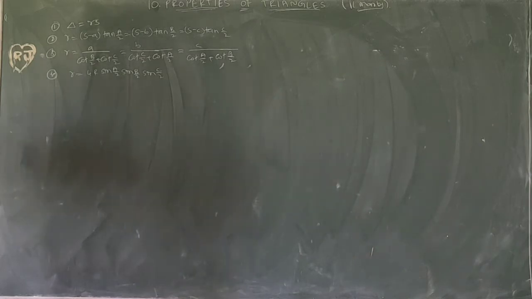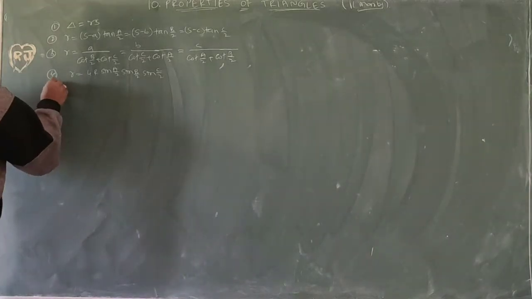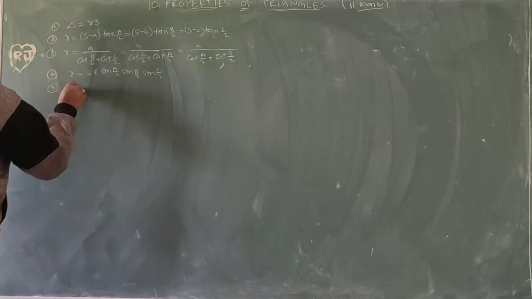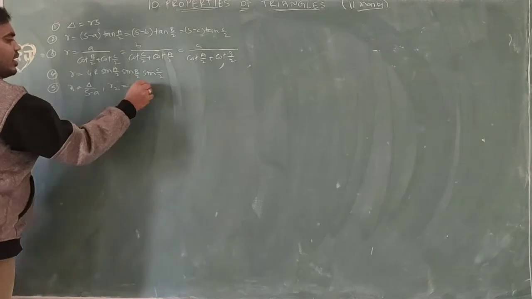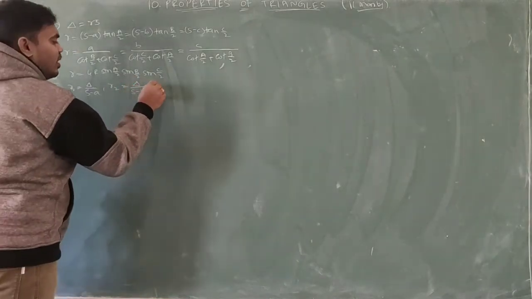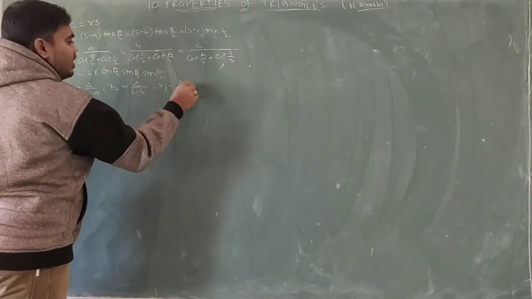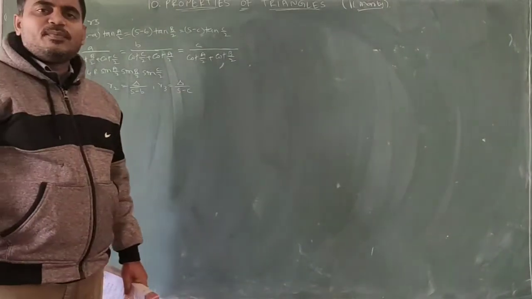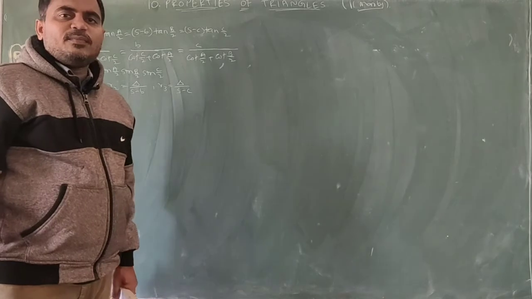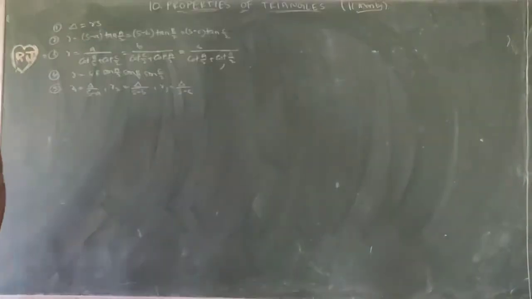Some more. Fifth: r1 equals delta by (s minus a), r2 equals delta by (s minus b), r3 equals delta by (s minus c).